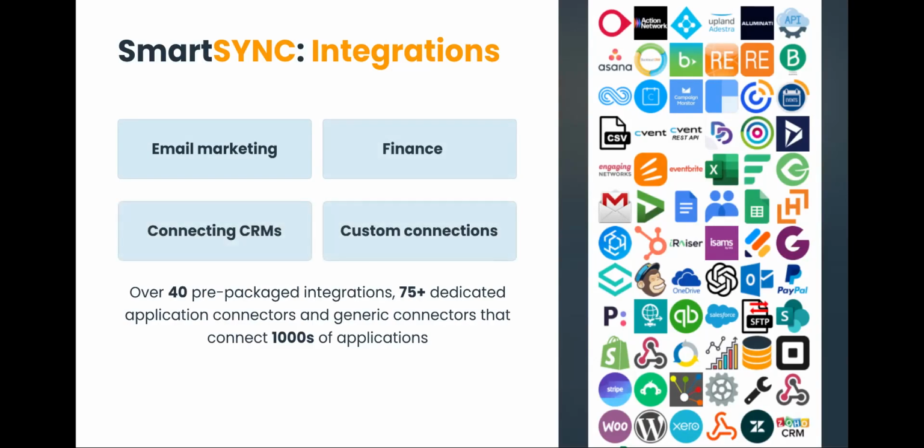SmartSYNC can link your CRM with email marketing apps, things like MailChimp, which you've probably heard of, .digital, Campaign Monitor, apps for finance like Xero, Sage, Financial Edge, Stripe and PayPal. Whether your CRM is Blackbaud CRM, Raiser's Edge NXT, Salesforce, Microsoft Dynamics or HubSpot, we've got you covered with over 40 pre-built integrations and the ability to connect thousands more applications with SmartSYNC's generic connectors.